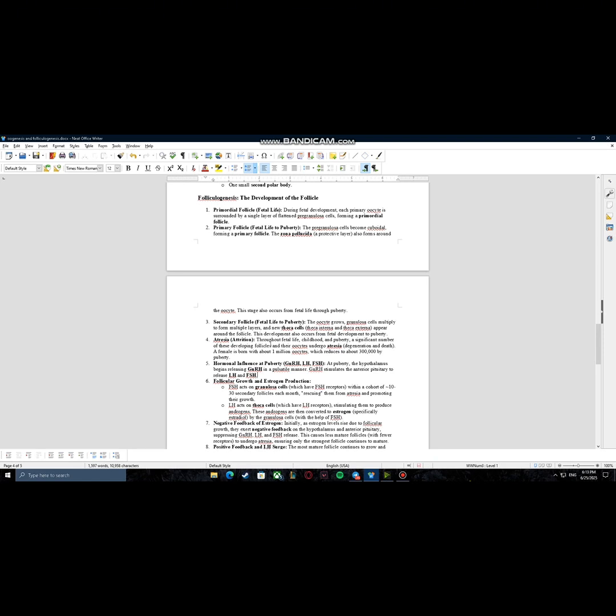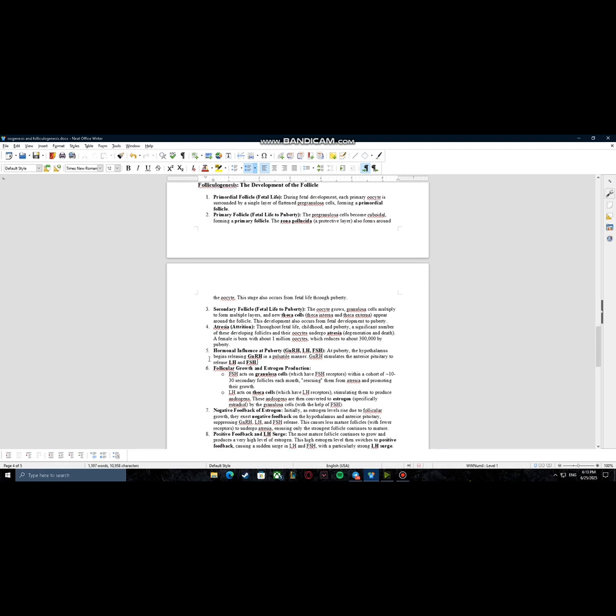Atresia, which is degeneration and death. Throughout fetal life, childhood, and puberty, a significant number of these developing follicles and their oocytes undergo atresia. A female is born with about 1 million oocytes, which reduces to about 300,000 by puberty.